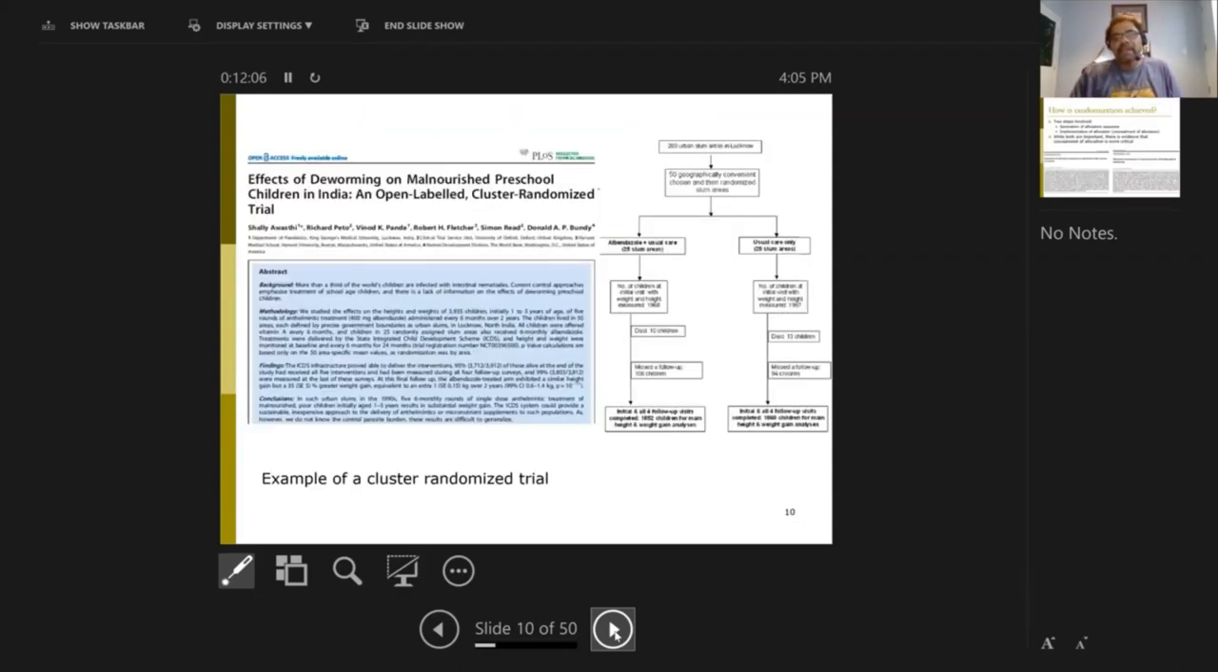So here is an example of a cluster randomized trial on deworming and its effect on malnourished preschool children in India. They took the 200 urban slum areas in Lucknow, they selected 50 and randomized 20 slum areas to albendazole and usual care, and then the other 25 just usual care. And then they measured weight gain in children and so on and so forth. That's an example of a cluster randomized control trial.